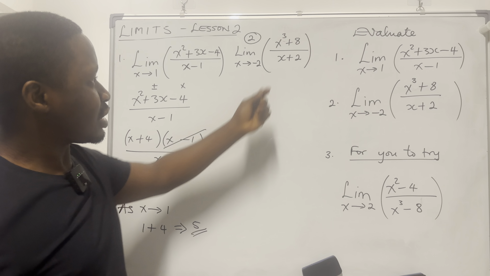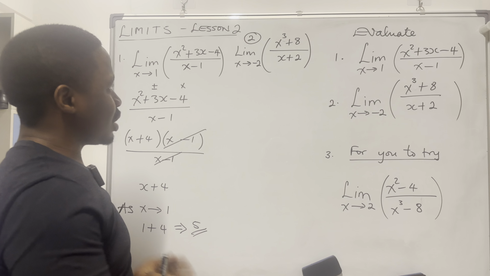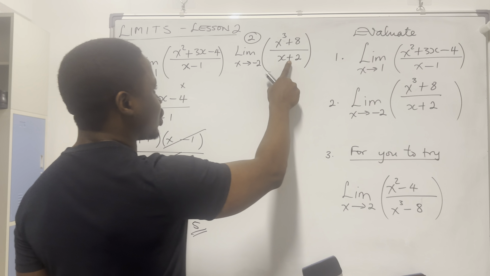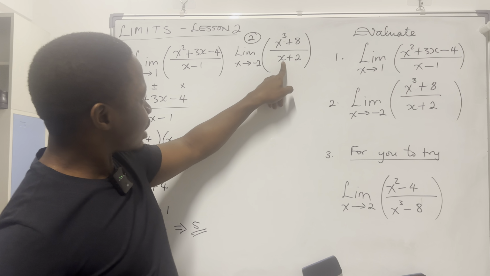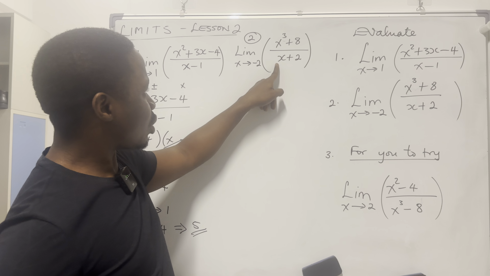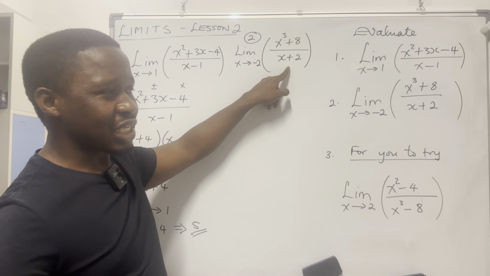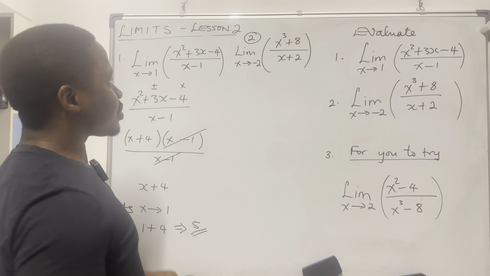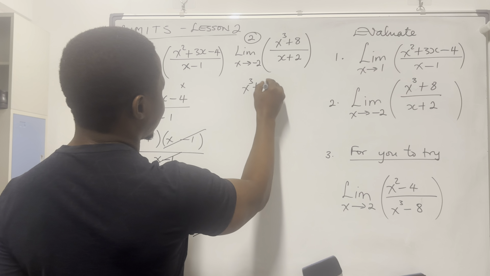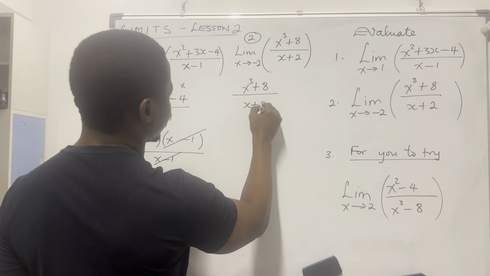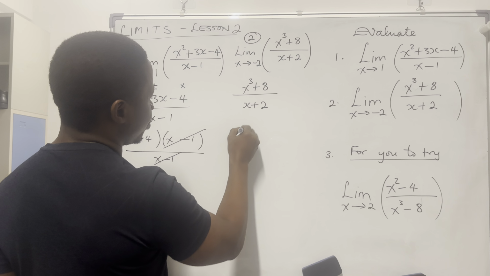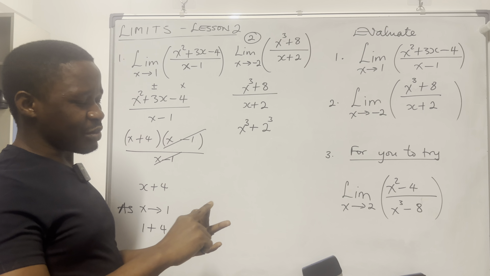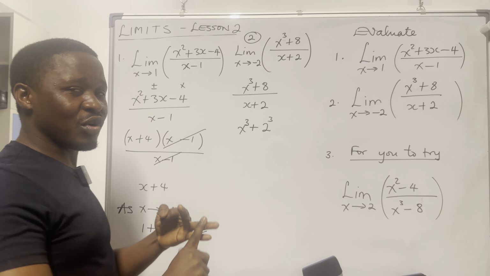This one is a rational function, just like the previous one. So before we do anything, let us test the denominator to see if it will give us 0 or not. If x is minus 2, it will be minus 2 plus 2, which is 0. So we don't want the denominator to be 0, except we simplify the fraction. At the top we have x cubed plus 8, which is the same as 2 to the power 3, because 2 times 2 times 2 gives us 8.